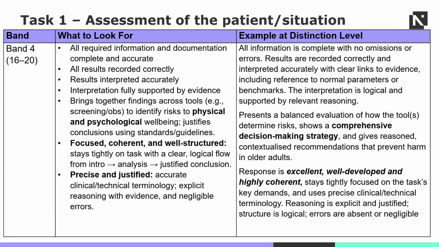For band 4, what the task is looking for is 5 things. Completeness and accuracy, so all required information is captured, recorded correctly and interpreted against expected norms or reference values. Interpretation supported by evidence, so the learners don't just report numbers, they explain what numbers mean for this patient and reference the appropriate standardised tool or guidelines where relevant.